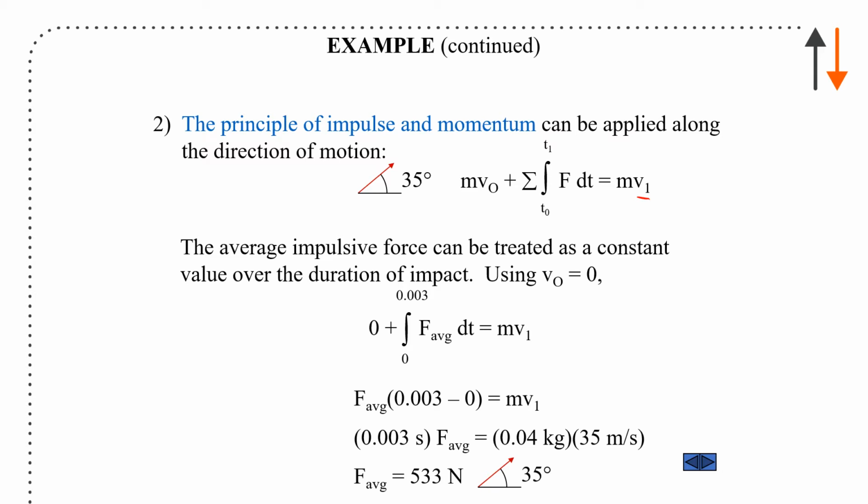So substitute in terms: constant average force, 0.003 seconds, 0 initial velocity. And then we have mass times velocity. Substitute in terms, and you get 533 newtons at 35 degrees. Super. That's not hard, it just makes sense.